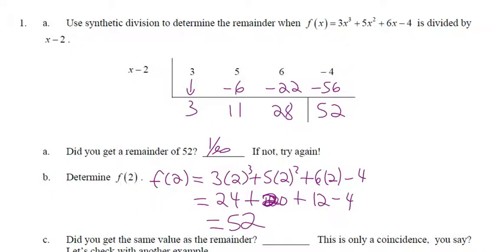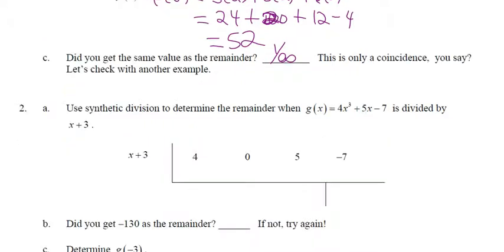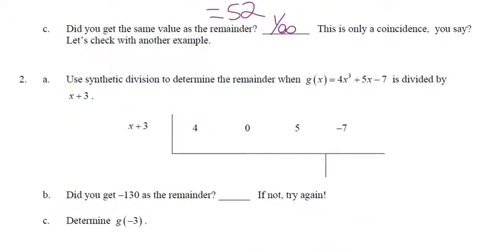Did you get the same value as the remainder? Yes. This is only a coincidence, you say. Let's check with another example. What kind of reasoning are we doing? Inductive reasoning, right? We are trying specific cases. So we tried a synthetic division and then we substituted in a value and they were the same.